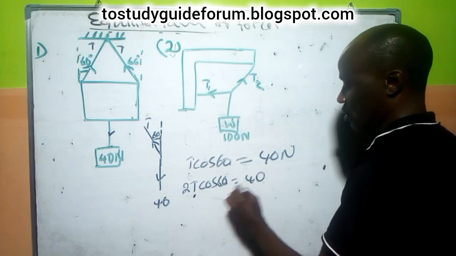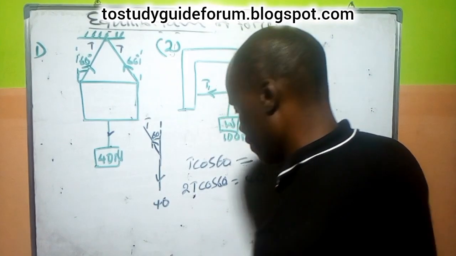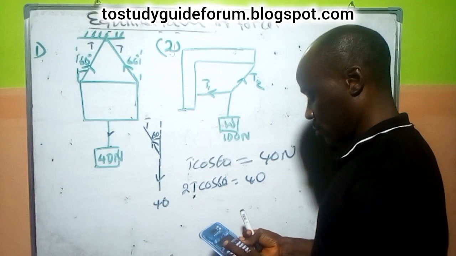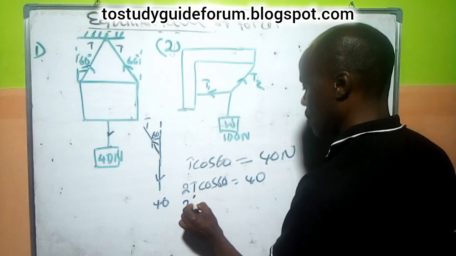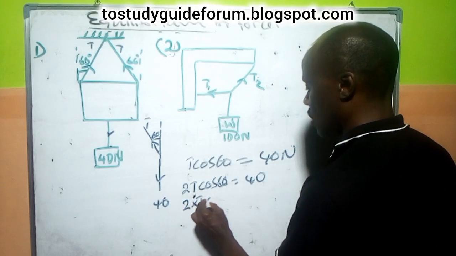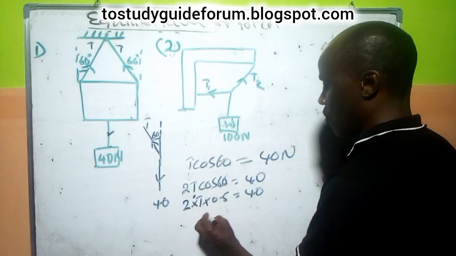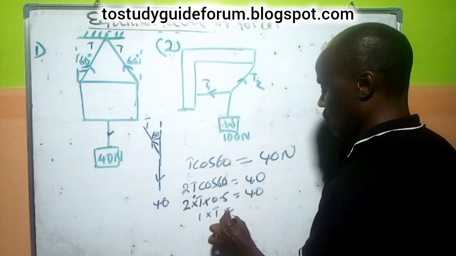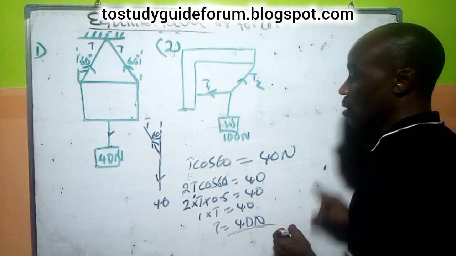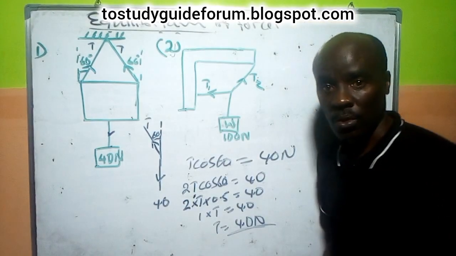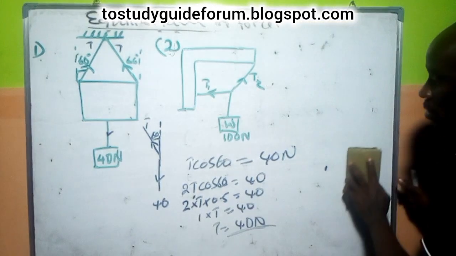will give us 40. Now cos 60 should be 0.5. Cos 60, 0.5. We have T times 0.5 equal to 40. Now 2 times 0.5 will give us 1 times T equal to 40. Then T is equal to 40 Newton. That means the two tensions here are going to be 40 Newton. So let's go to the next question that we have.